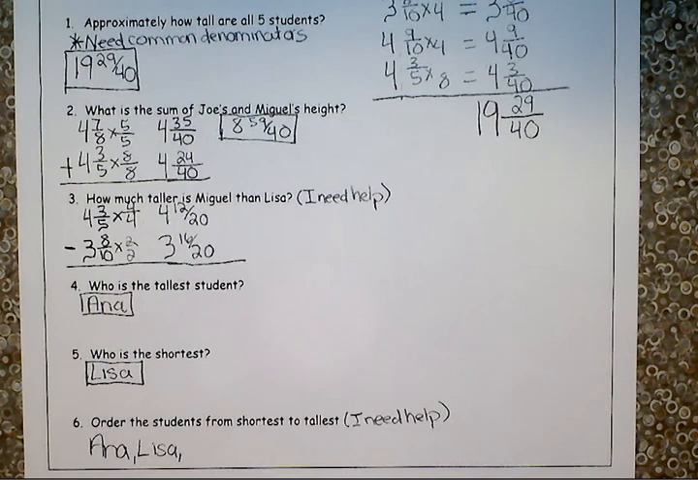And let's look at the last one. It says, order the students from shortest to tallest. There's only 2 students listed there. Well, I started it, I just didn't get to finish it. Did you need the help? No, but I figured if I put it there, you would be a little bit nicer when you were grading. No.